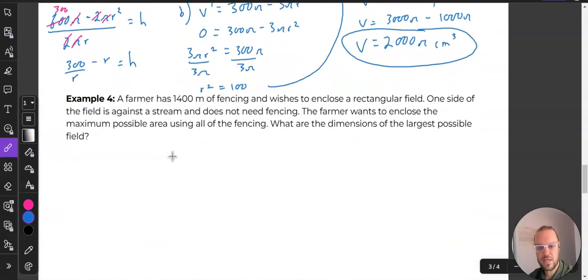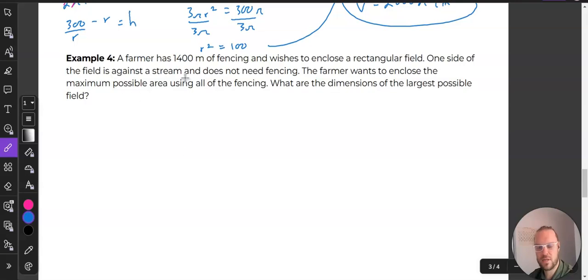All right. Now let's take a look at something a little bit different here. We're going to do something where instead of using surface area and volume, we're going to look at something that deals with perimeter. So in this case, we've got a rectangular field, and one side is against a stream, so it doesn't need any fencing. So we got like this stream here, okay?